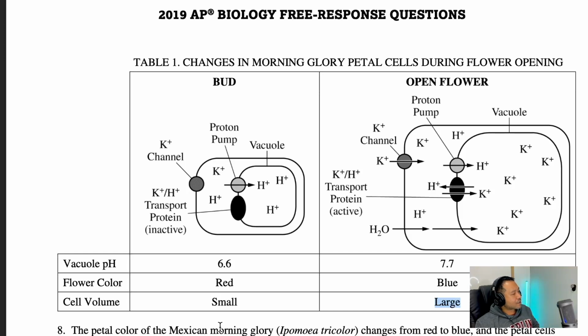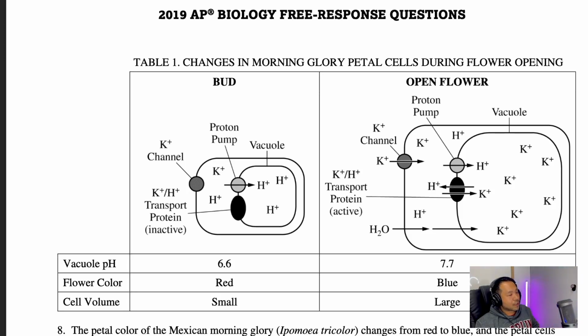The petal color of Mexican morning glory changes from red to blue, and the petal cells swell during flower opening. The pigment heavenly blue anthocyanin. Ooh, I like that. Anthocyanin is found in the vacuole of petal cells. So that's the vacuole. The petal color is determined by the pH. Okay, the model of morning glory petal cell before and after flower opening is shown.